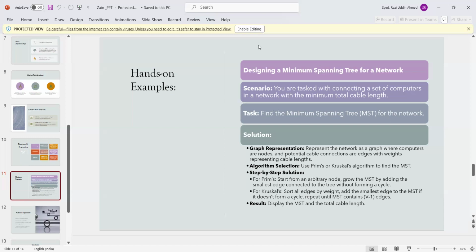Step-by-step solution. Prim's starts from an arbitrary node and grows the MST by adding the smallest edge connected to the tree. Kruskal's sorts edges by weight and adds the smallest edges to the MST if they do not form a cycle. Result: display the minimum spanning tree and total cable length.